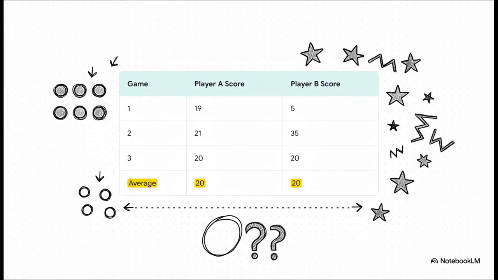And here is that missing piece. Take a look at their actual game-by-game scores. Player A is, well, Mr. Reliable. 19 points, 21 points, 20 points. Always right there, hovering around that 20-point average. But player B? Whoa. Player B is a total roller coaster. One night it's 5 points, the next it's an incredible 35. See? Same average, totally different story. We need a way to actually measure that consistency, or, the lack.